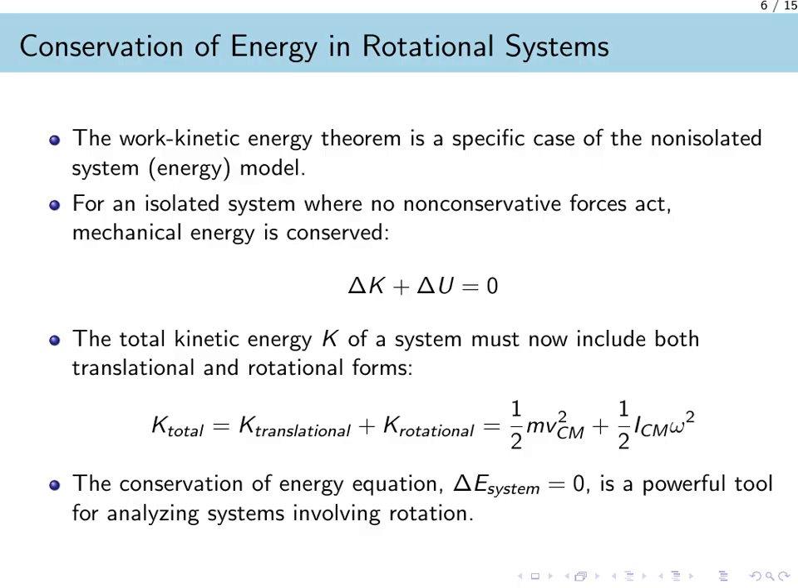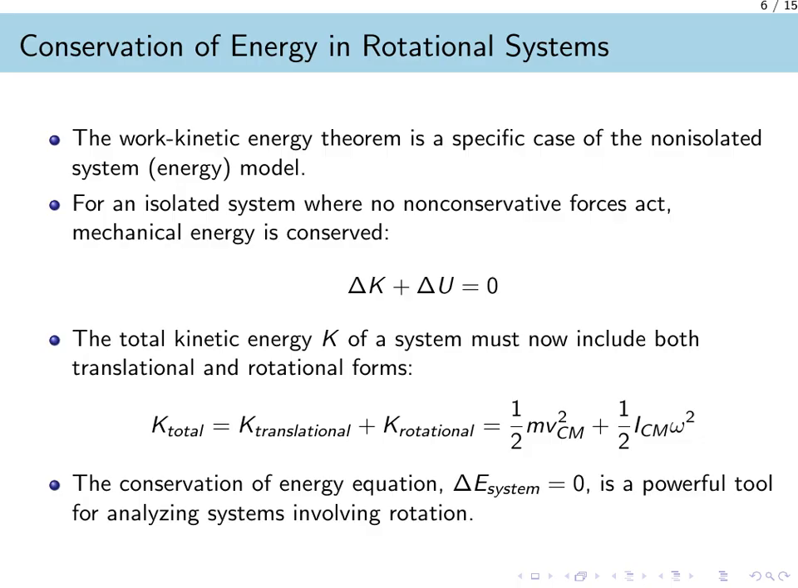The crucial update for rotating systems is how we define the total kinetic energy. An object that is both moving through space and spinning has energy from both types of motion. Therefore, its total kinetic energy is the sum of two terms: the translational kinetic energy of the center of mass, which is 1/2 mv², and the rotational kinetic energy about the center of mass, which is 1/2 Iω².